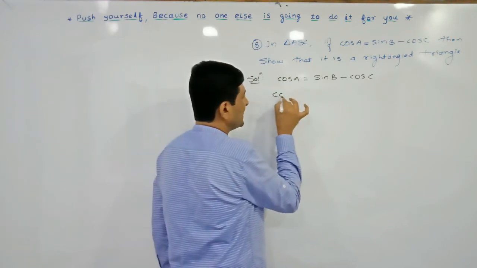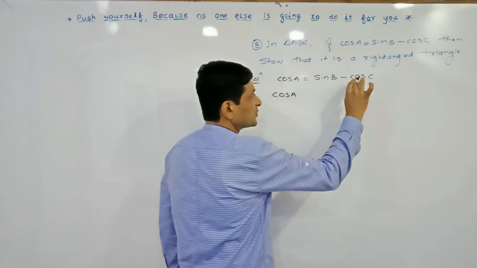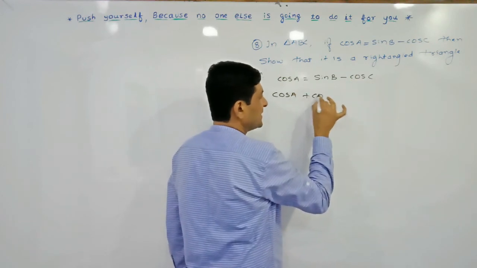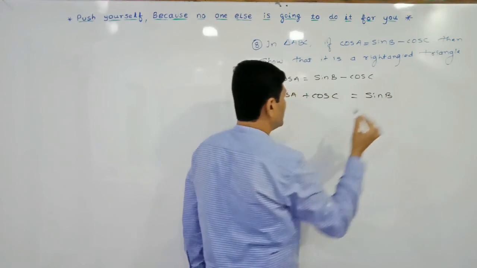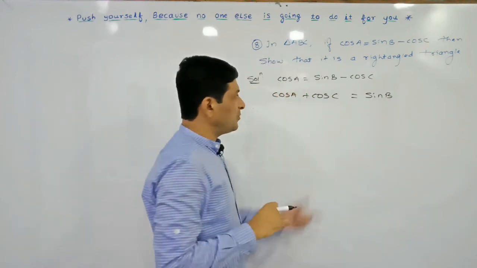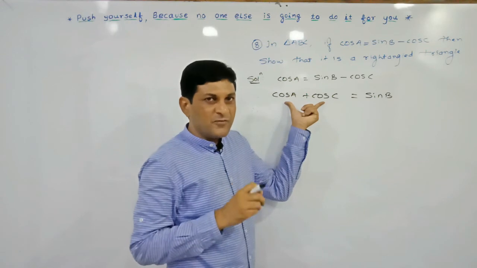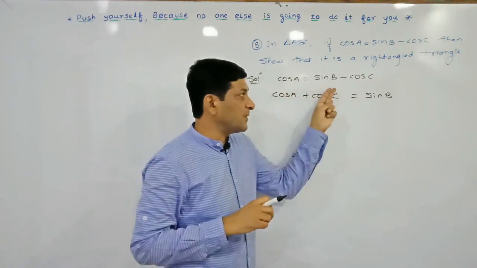So cos A, keep it as it is. This minus cos C on this side will become plus cos C using transformation. On this side the remaining term will be sin B. Now if you observe the term on this left hand side, it is in the form of a factorization formula, that is cos C + cos D.